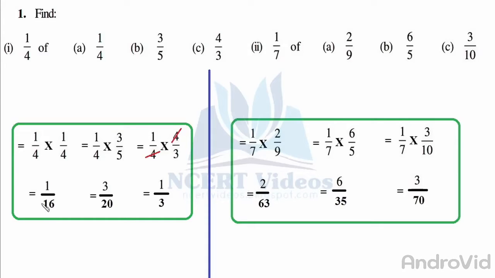Now simplifying. 1 over 16. This is 3 over 5 fours are 20. And this is 4 cancel, cutting opportunity, 3. So this was your first part.